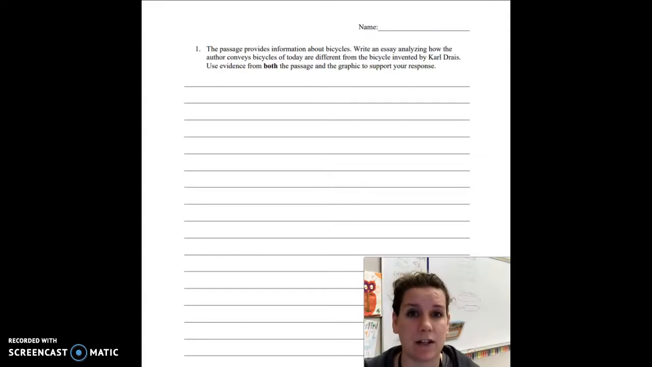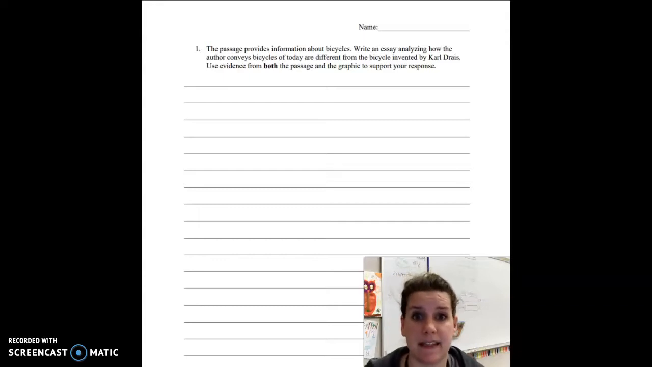The next sentence is the sentence you really want to focus on. The sentence that's going to give you your question or what you're going to write. So it says write an essay analyzing or explaining how the author conveys bicycles of today are different from the bicycle invented by Carl Dreiss. The graphic to support your response.